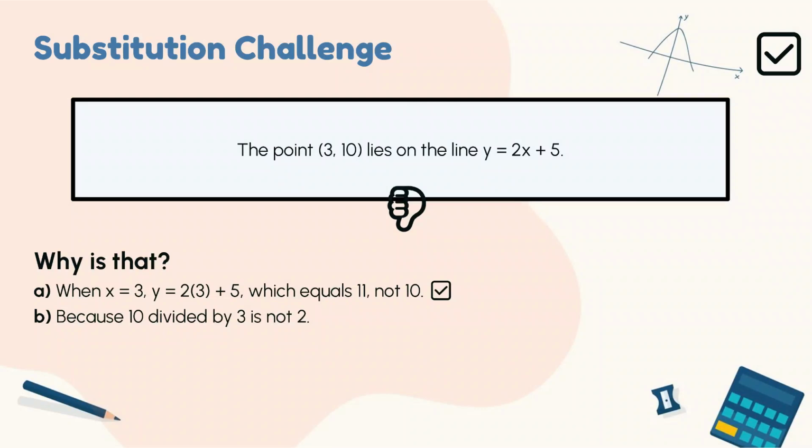The correct explanation is when x equals 3, y equals 2 times 3 plus 5, which equals 11, not 10. This shows that the point is not on the line. To lie on the line, both the x value and y value must satisfy the equation.